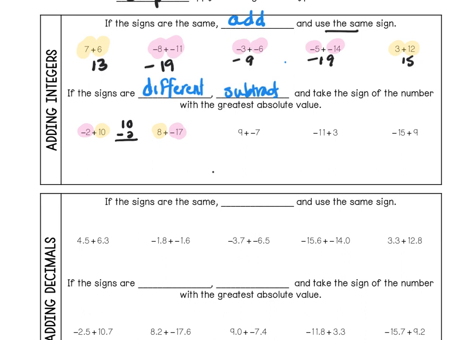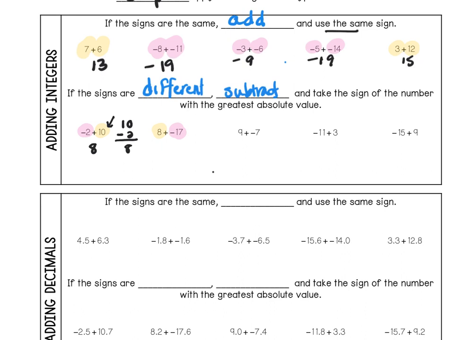If you think about this, I'd have 10 yellow chips, 10 positive chips, and 2 negative chips, and I'd be able to make 2 zero pairs. So I'd have 8 left over. And the number with the highest absolute value is positive, so it's a positive 8.